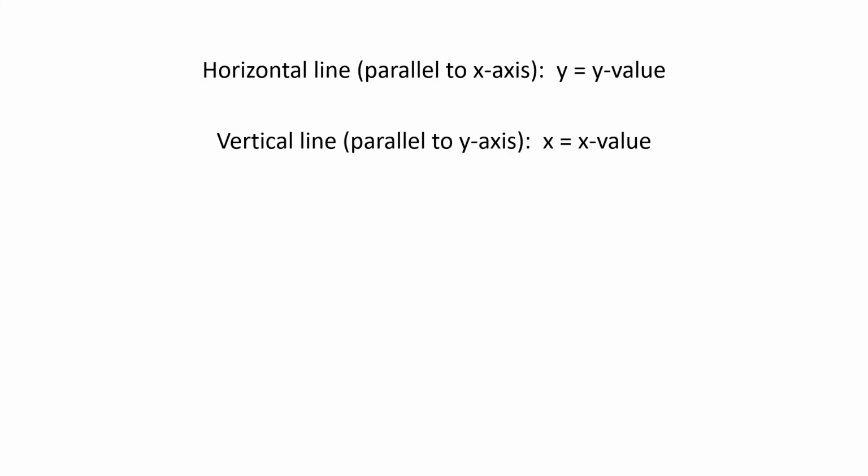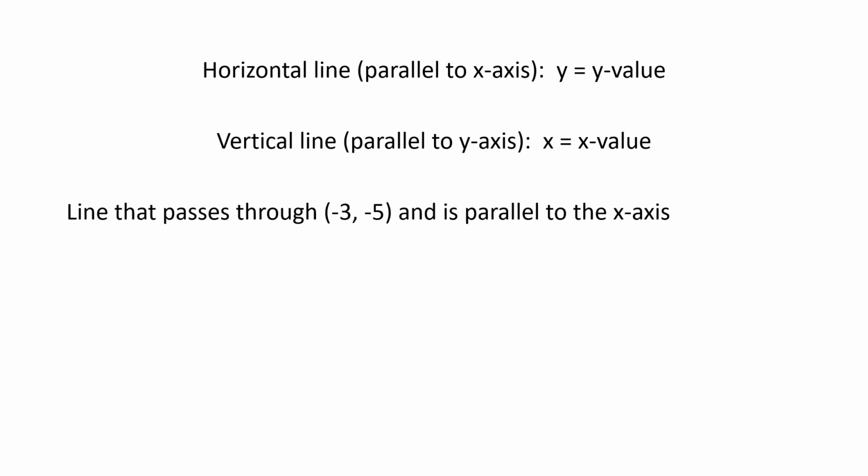Here is what you need to know and what you need to remember, okay? If you have a horizontal line, that means the line is parallel to the x-axis. The equation of the line is y equals the y value. It's going to be the one number. There's no rise over run. There's no b. y equals the y value if you have a horizontal line. If you have a vertical line, that means it's parallel to the y-axis, and the equation of the line is x equals the x value. So let's do a couple of these.